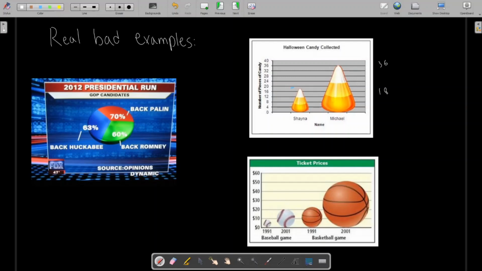And the same problem arises in the one right below it too, with ticket prices to baseball games and basketball games. You can see that the little baseball only goes up to $10 and the basketball goes up to $50. So this graph does tell you that basketball games in 2001 were significantly more expensive than baseball games in 1991, but you might think that difference is really 10 times or 20 times just by looking at the graph without looking too closely, as opposed to the 5 times difference that it actually is.